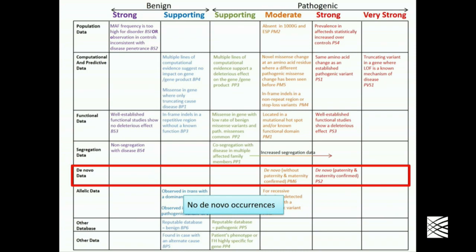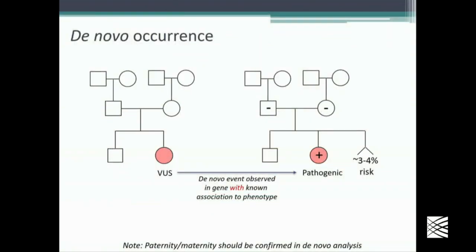I talked about de novo data. So we use a de novo occurrence, again, in a gene that's already associated with disease, for which you have confirmed the paternity-maternity relationships. You know it's de novo. That's strong evidence versus moderate. In this particular variant, there was no de novo data, so that didn't get applied.